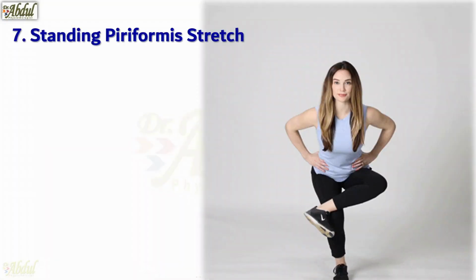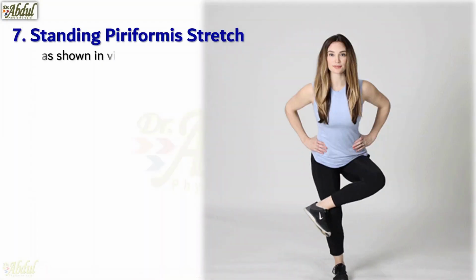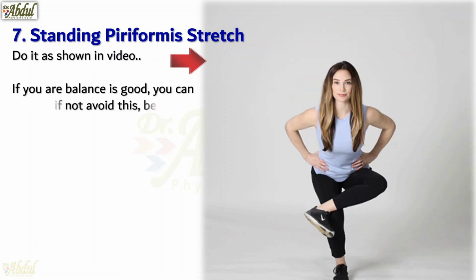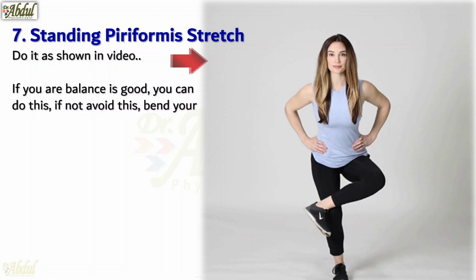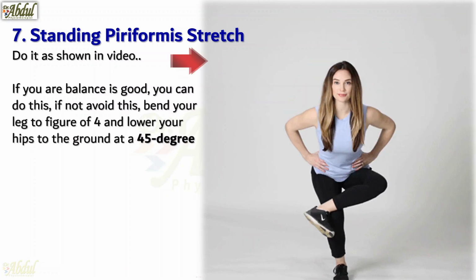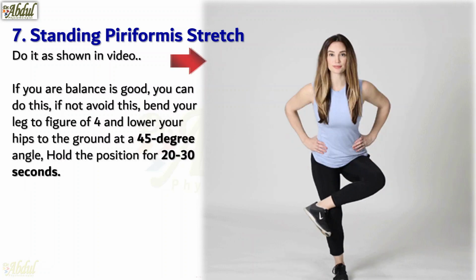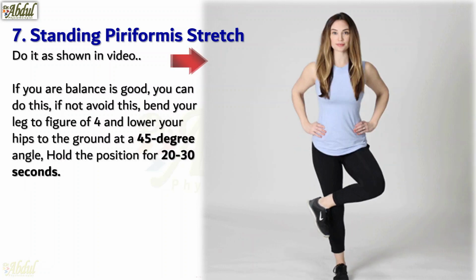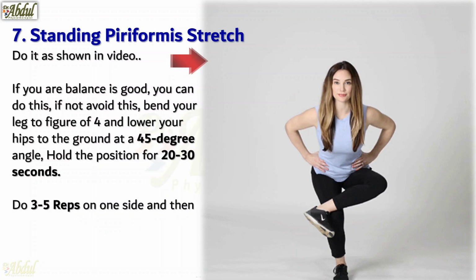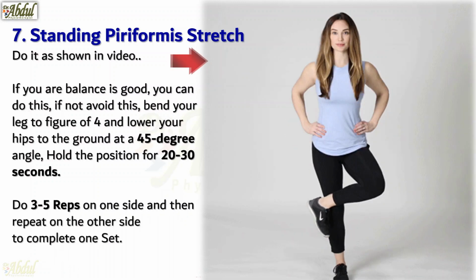7. Standing piriformis stretch. Do it as shown in the video. If your balance is good, you can do this, if not, avoid this. Bend your leg into a figure 4 and lower your hips toward the ground at a 45-degree angle. Hold the position for 20 to 30 seconds. Do 3 to 5 reps on one side and then repeat on the other side to complete one set.